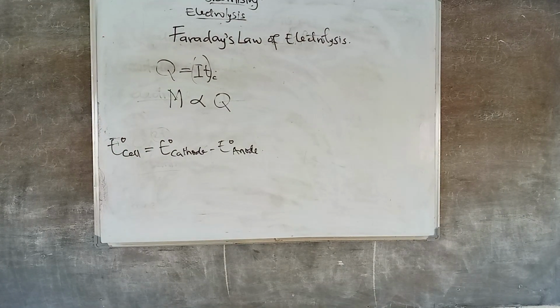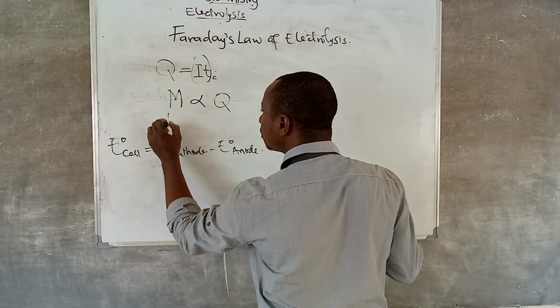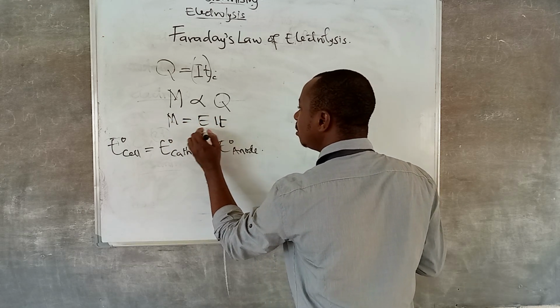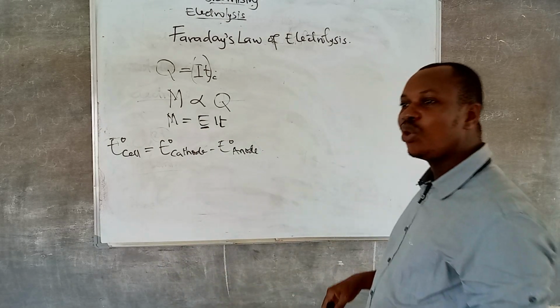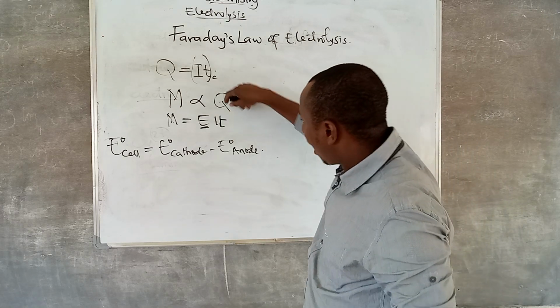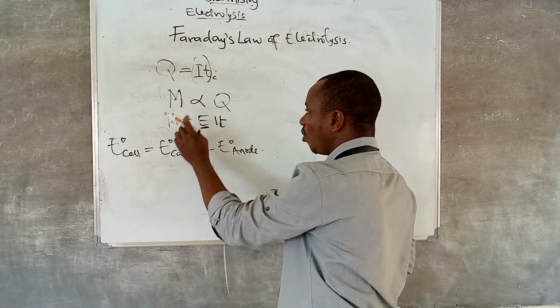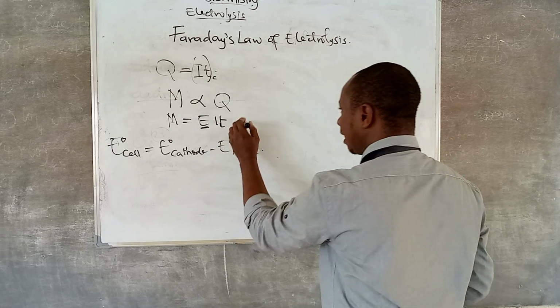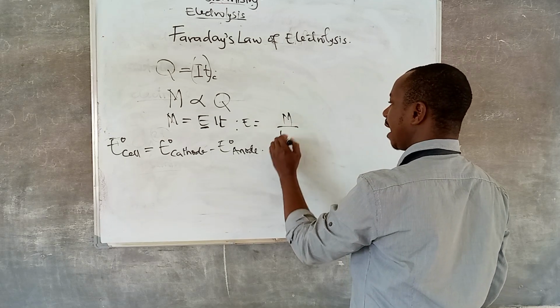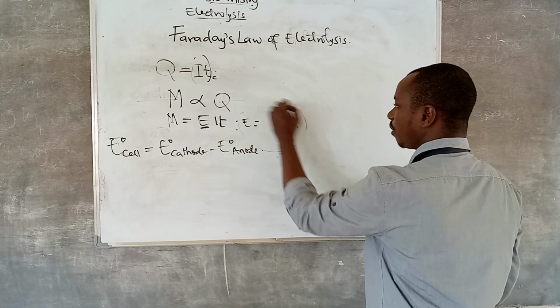Now, let's take an example of electrolysis calculation. So, if M equals EQ and Q is IT, M now equals EIT. This E is a constant, the electrochemical constant. So you substitute Q now. Since Q is IT, M equals EIT. So if you want to get that constant, it will become M divided by I times T. So this formula is very, very important.